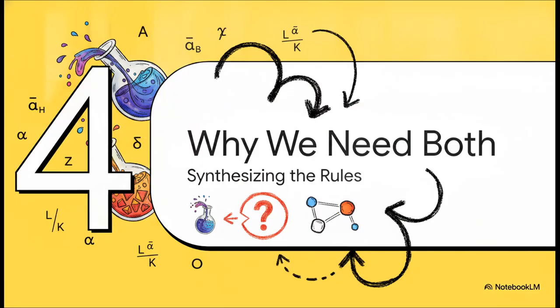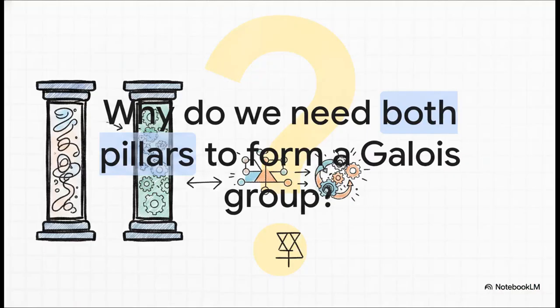All right, let's jump to section 4, why we need both, synthesizing the rules. So, the big question, why do we absolutely need both of these specific pillars to successfully form a Galois group? What mechanically happens when we bring them together?